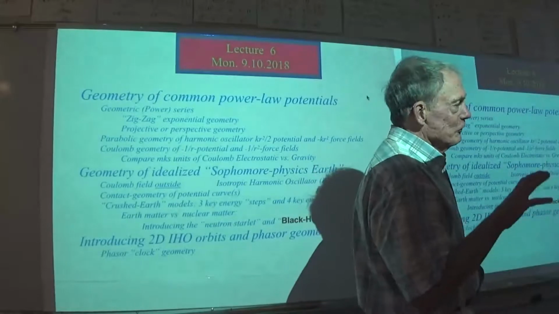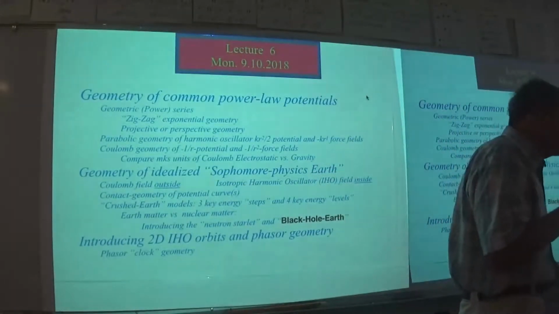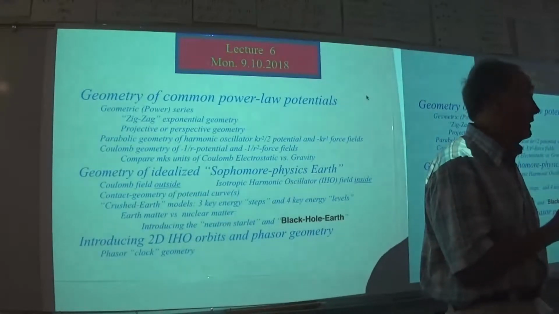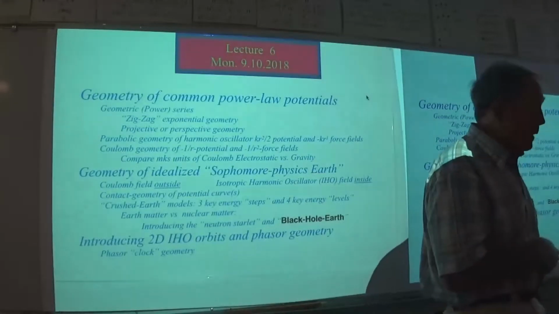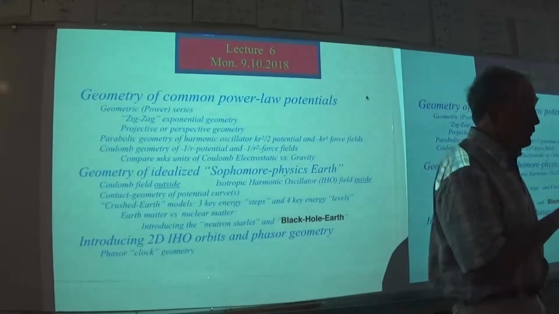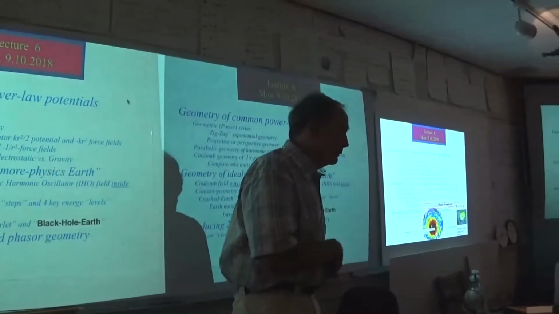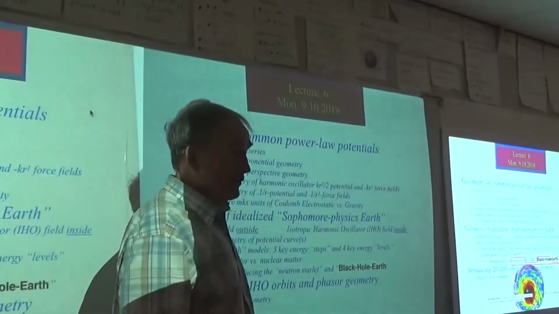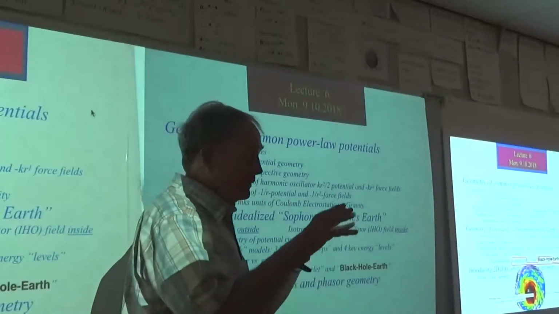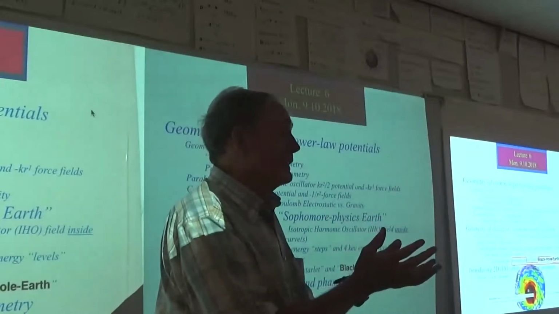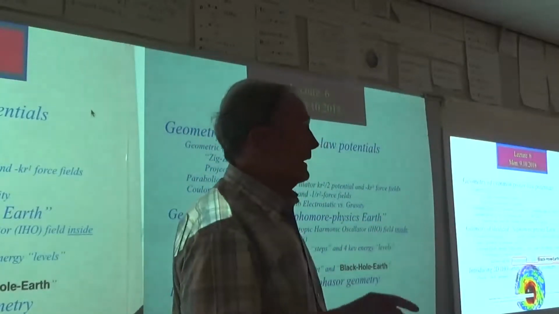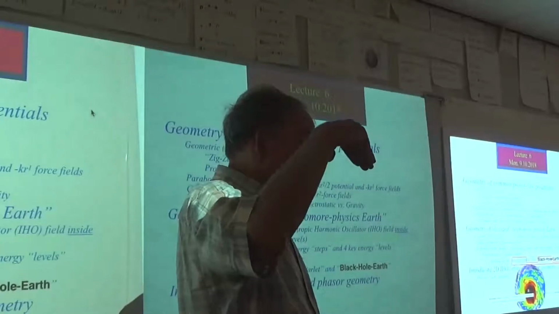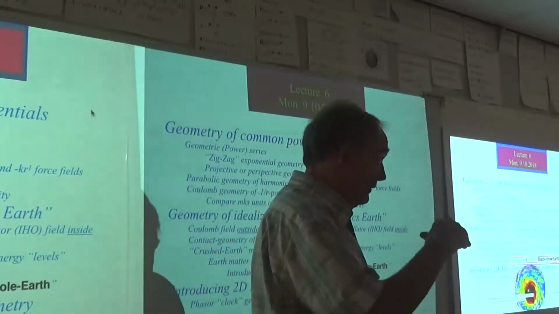Today I'd like to talk about the geometry of potentials in general, but mostly the two potentials that have the highest symmetry, namely the harmonic oscillator and then the Coulomb field. And we'll put the two of them together in a model that I call the sophomore physics Earth, in which you imagine a perfectly spherical and uniform density sphere called the Earth, and the Coulomb field outside of it, and then that meets another field inside that's a harmonic oscillator parabolic potential.